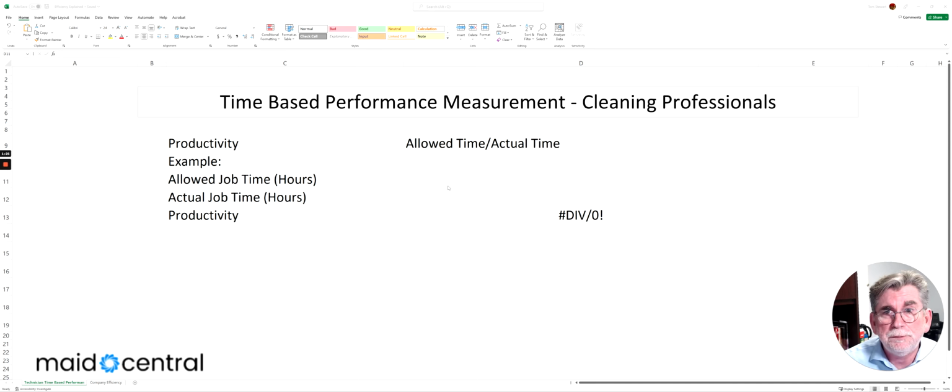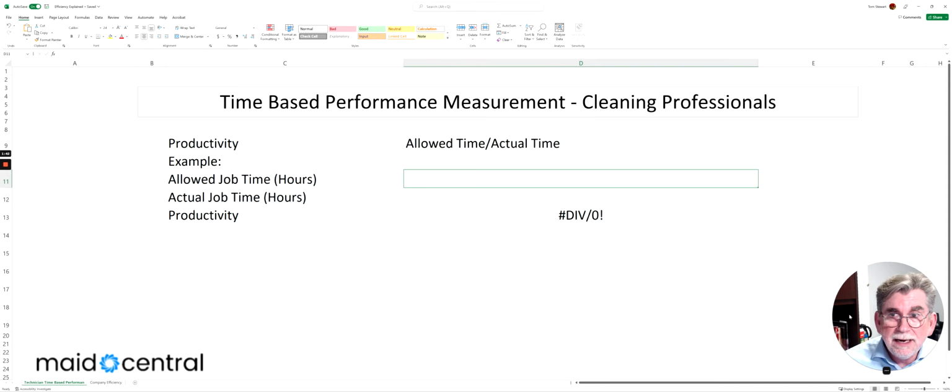The formula for productivity is allowed time divided by actual time. And the allowed time is the estimated time that it would take the average cleaning professional to clean that home, and that time is calculated in your MaidCentral quoting tool.